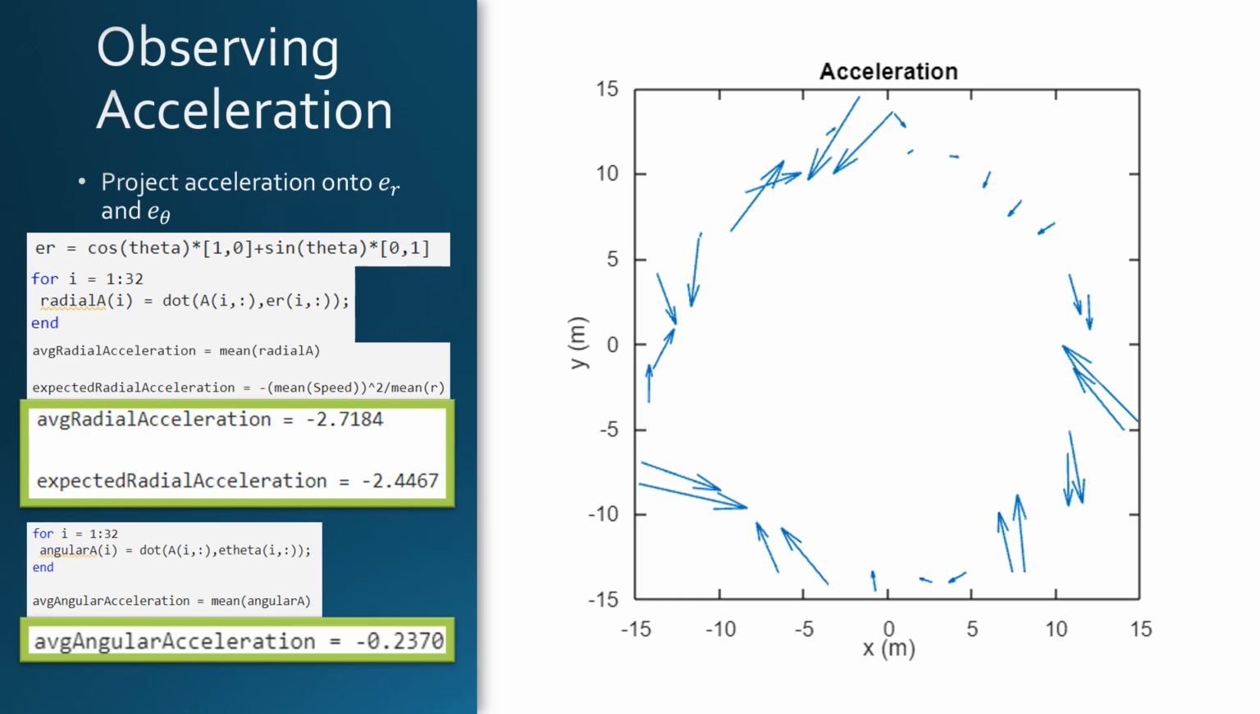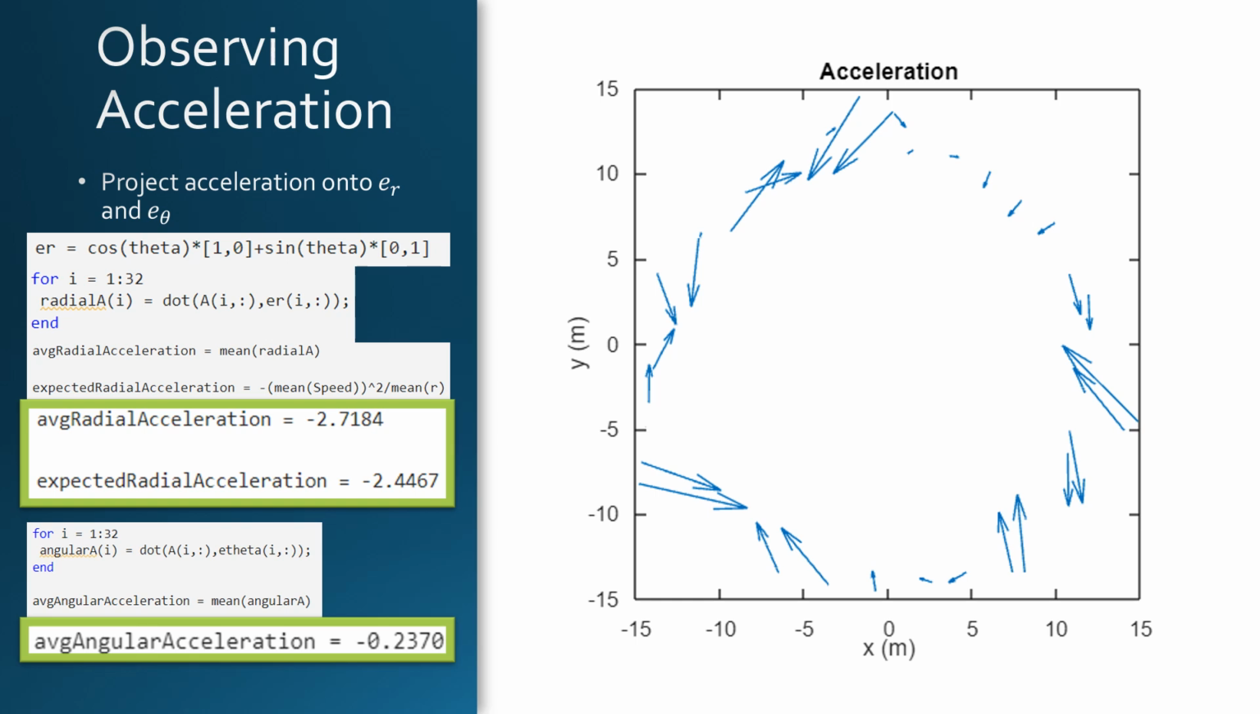As seen on the graphic on the right, this acceleration was not perfect. The car was speeding up and slowing down, and it was not following the perfect path that I had planned. Nonetheless, I was able to project acceleration onto the unit vectors in the r and theta direction.